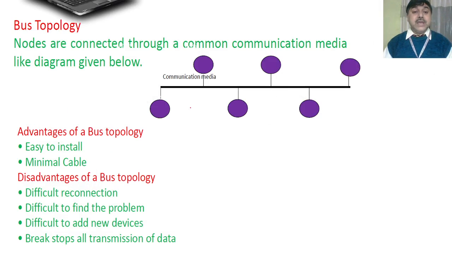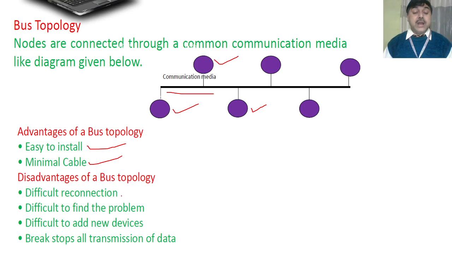Next, you can see another diagram I have drawn here. This is the communication channel or the bus. In this communication channel, you can see there are different types of nodes, and those nodes are connected. So what are the advantages we can get? It is very easy to install. The connectivity is very easy. Minimum cable is required. What are the disadvantages?